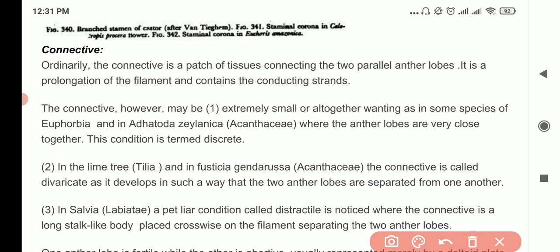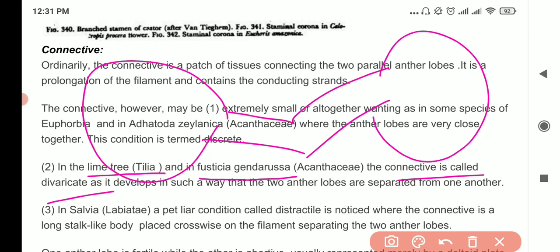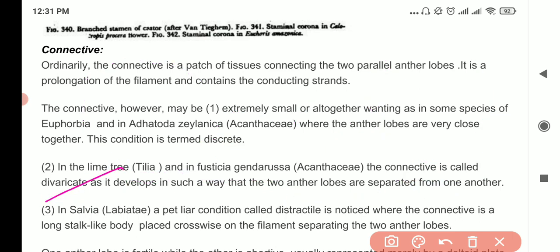Then the next, in Justicia and the lime tree, the connective is called divaricate, because it develops in such a way that the lobes are separated from one another. If this is the connective and these are the anther lobes, the lobes are pushed apart. So divaricate in the lime tree.